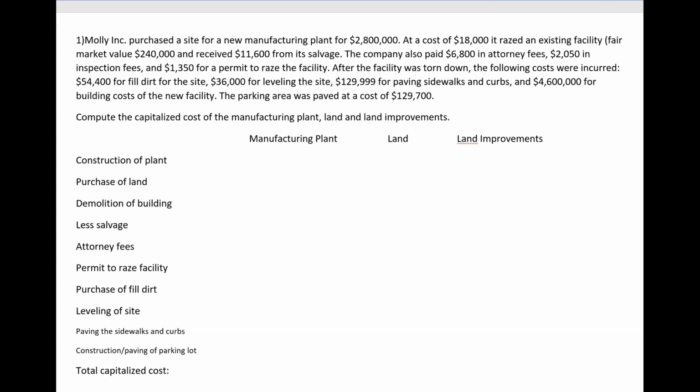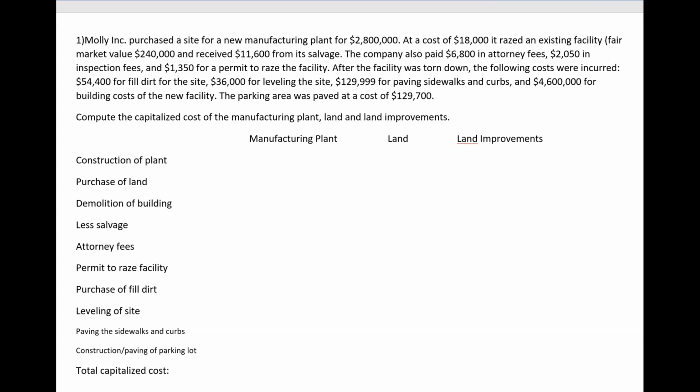These are some sample problems for Chapter 18 on property, plant, and equipment. And this first one has to do with how to figure out what amount to put into your asset account. What amount is actually capitalized?